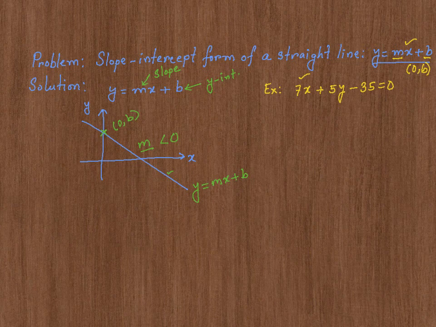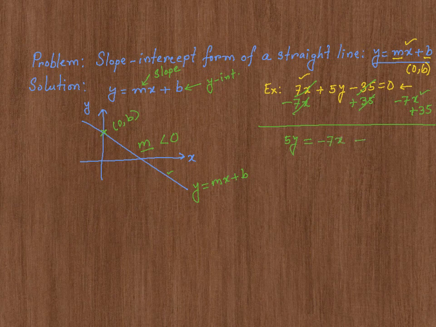Now, our objective here is to solve this equation for y. We are going to subtract 7x from both sides, and then add 35 to both sides. If we do that, we get the following. On the left, positive 7x and negative 7x cancel out. Negative 35 and positive 35 cancel out. That leaves me with 5y is equal to, on the right hand side, negative 7x plus 35.